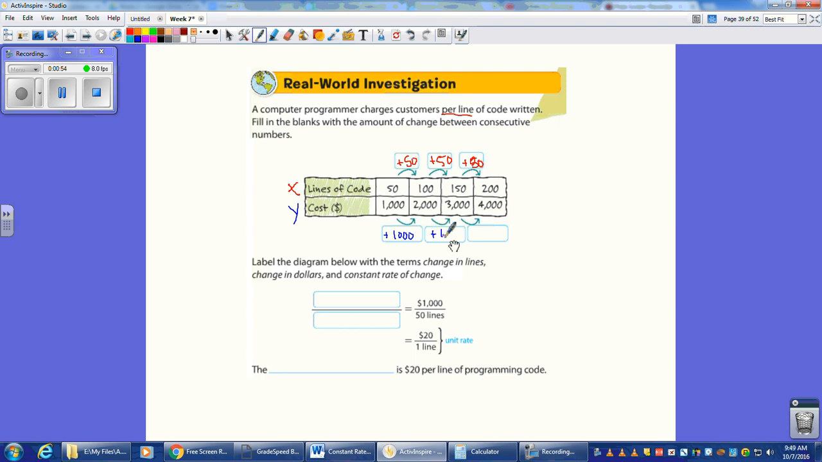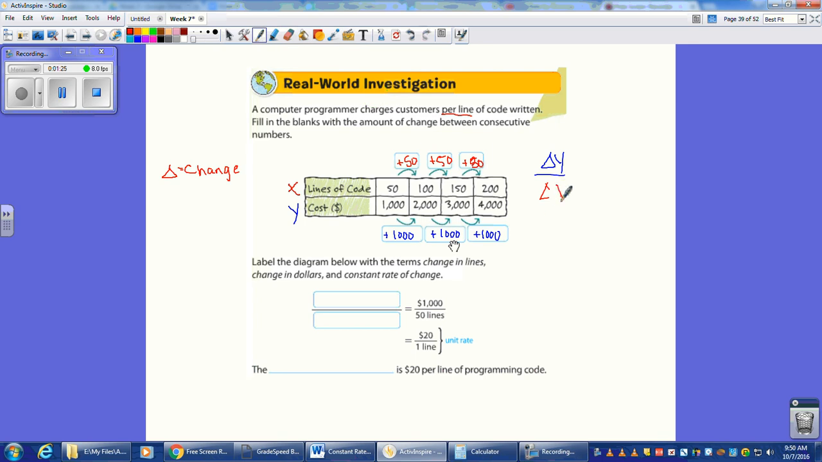Now, whenever we are dealing with a constant rate of change, it is always written as our change in y over our change in x. Now, when we look at this, you say, what does that triangle represent? The triangle represents the change, the word change. So this is saying the change in x, and this is our change in y.